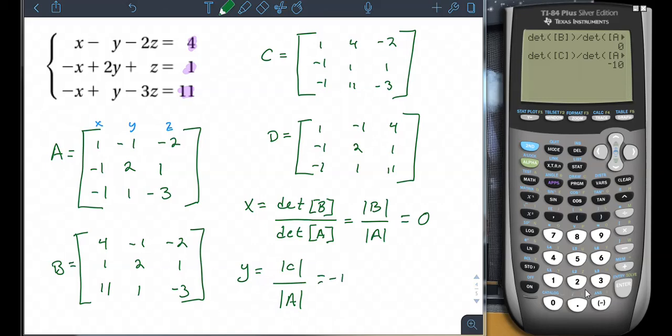This is negative 10, but let me check something because I wasn't supposed to get a negative 10. So I'm going to go back to my matrix A, and let's check that we have everything that it should be. And I see my mistake. So you can see, let's press enter, enter. On that last one, it should be negative 3 instead of positive 3.